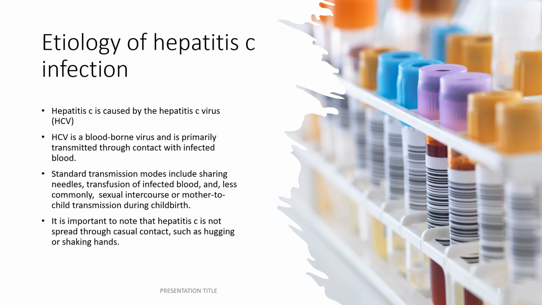The etiology of hepatitis C infection. Hepatitis C virus infection is caused by the hepatitis C virus. This virus is a blood-borne virus that is primarily transmitted through contact with infected blood, such as sharing needles with a patient who has hepatitis C, during blood transfusions if the blood is not properly screened. You can also get it through sexual intercourse and through maternal to child transmission during childbirth. It is very important to know that you don't get Hep C infection through casual contact, hugging, or shaking hands with an infected person.